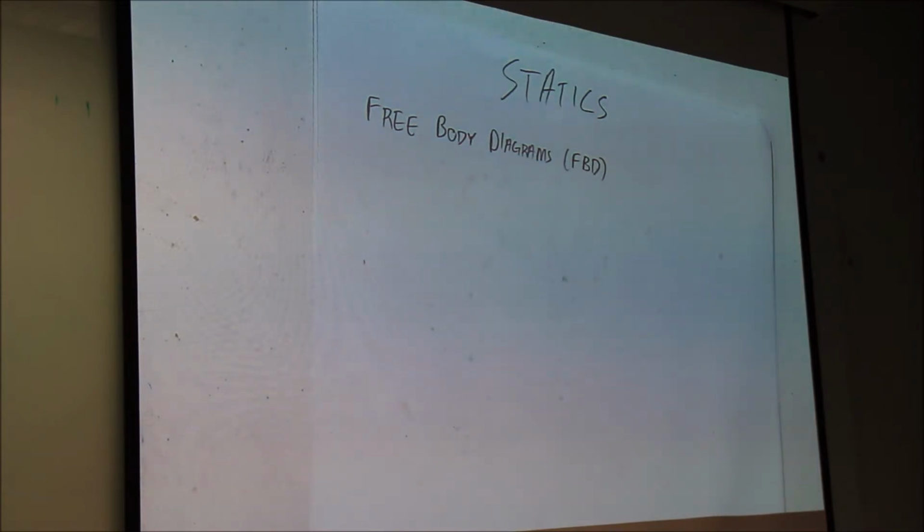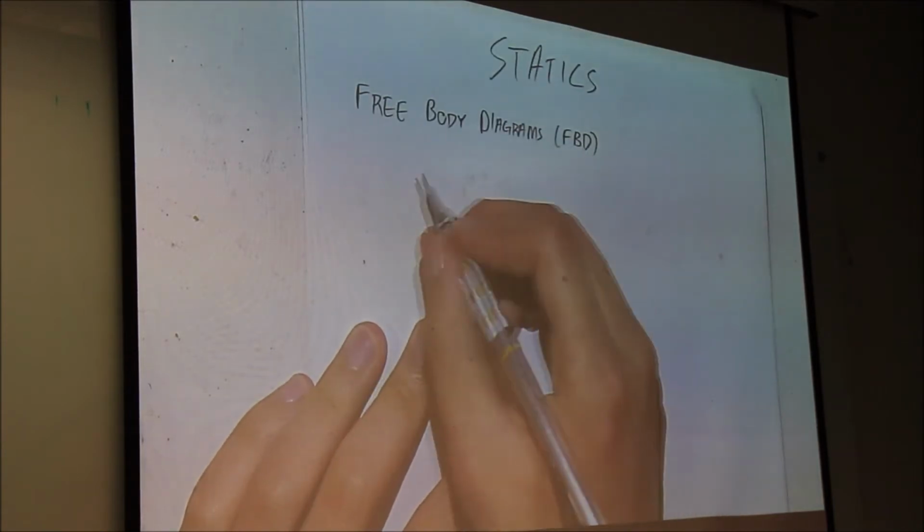What is a free body, you might ask? I'm sure you all know what a diagram is, so I won't go into that too much. But what is a free body? A free body is something that is unshackled from the universe, I guess you can think of. So let me give an example.